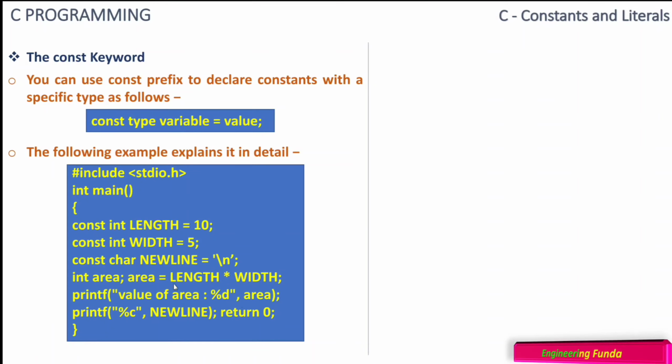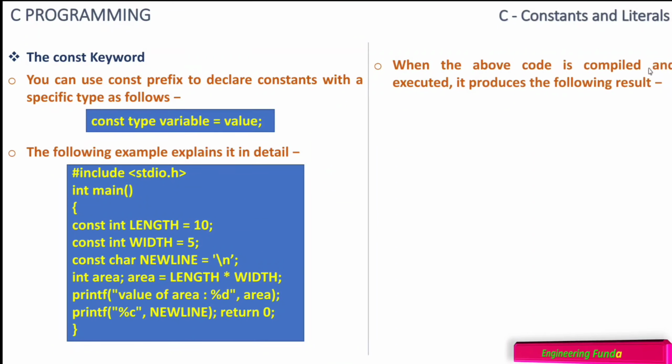But here you have const int length, so you have to specifically mention this int. It is of type integer, which we have not done in the case of #define. When the above code is compiled and executed, it produces the following result. Value of the area is 50. So 50 is here, 10 into 5, but this 10 and 5 are declared using the const variable in the program. So I hope that this is clear, the literals and the constants.